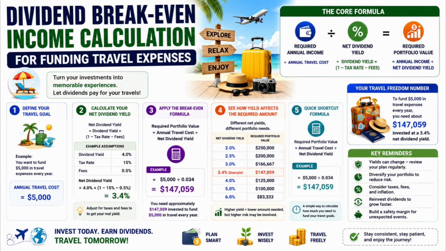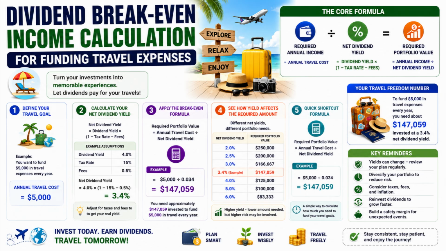Required portfolio value equals annual travel cost divided by net dividend yield. So, if your annual travel cost is $5,000 and your net dividend yield is 3.4%, the shortcut gives the same answer, about $147,059. Finally, keep a few helpful reminders in mind.